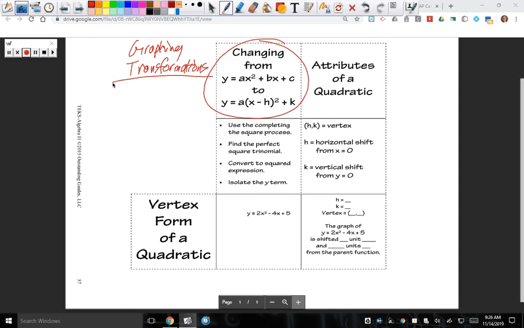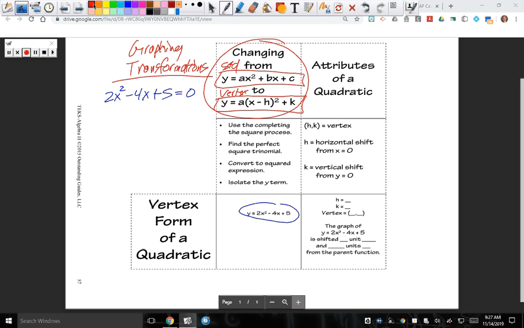So we're trying to change this standard form to a vertex form for a quadratic. Okay, here we go. Our example is this one right here. So we have 2x squared minus 4x plus 5. What am I going to set it equal to, guys? 0. Okay, so here we go.